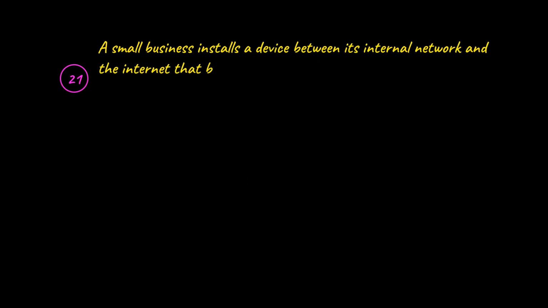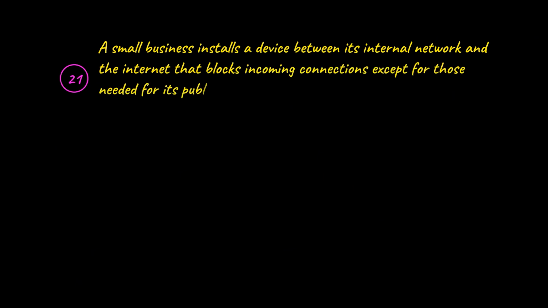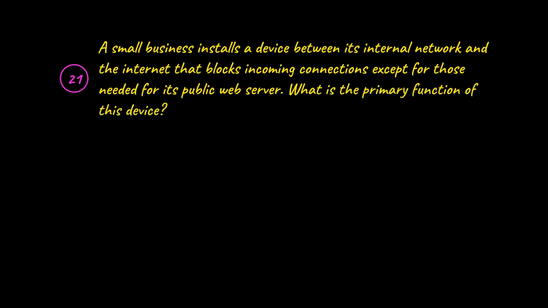Question 21. A small business installs a device between its internal network and the internet that blocks incoming connections except for those needed for its public web server. What is the primary function of this device?